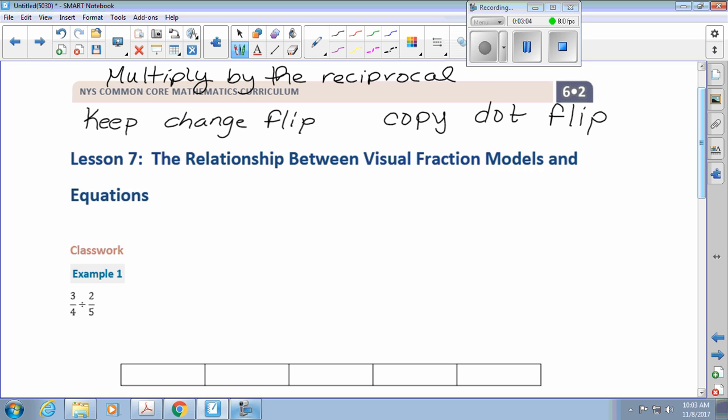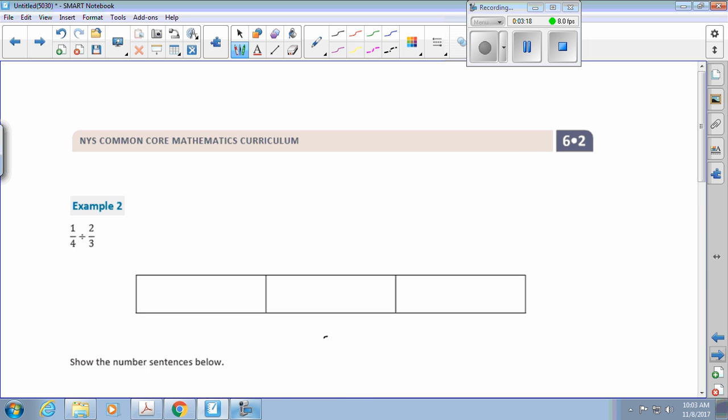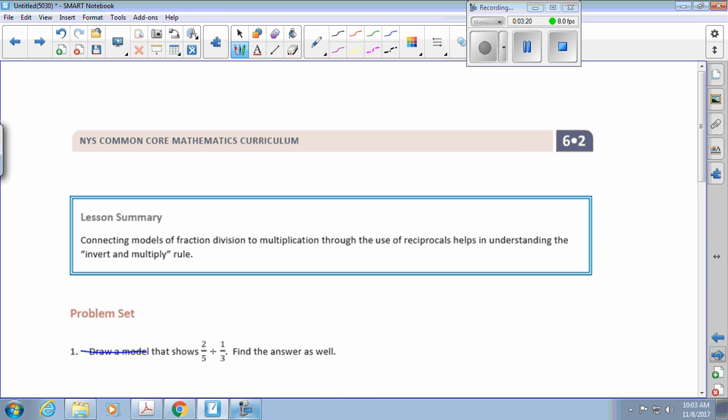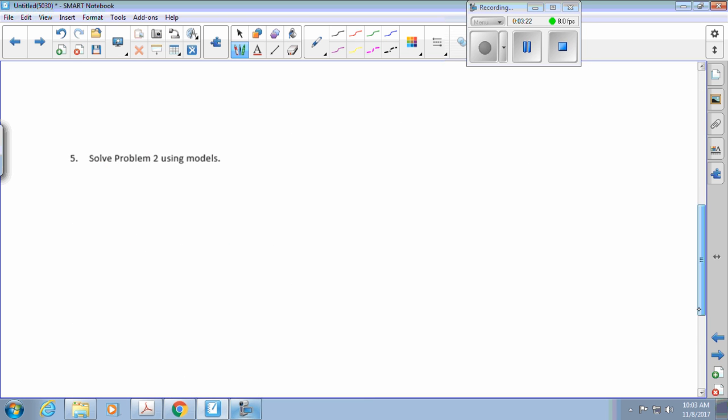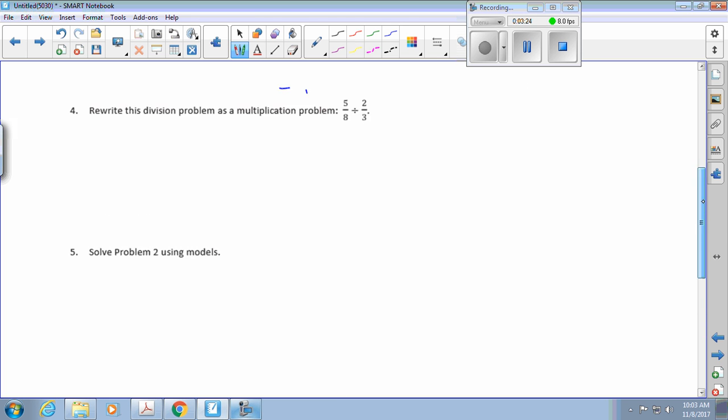So, example 1 down here, we are going to skip because we're actually going to talk about this fancy word called reciprocal. All right? Does anyone know what a reciprocal is? Nobody knows. Okay. So we are going to talk about that. Let's go to page, I believe it's 21 in your book.